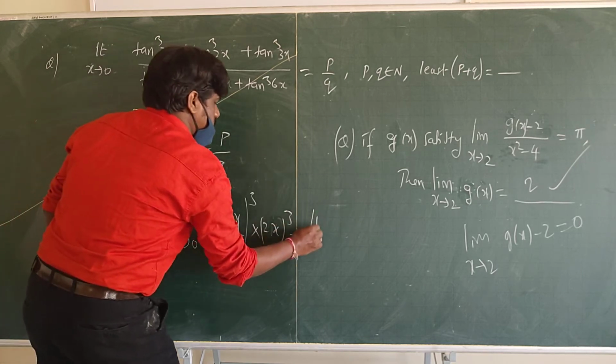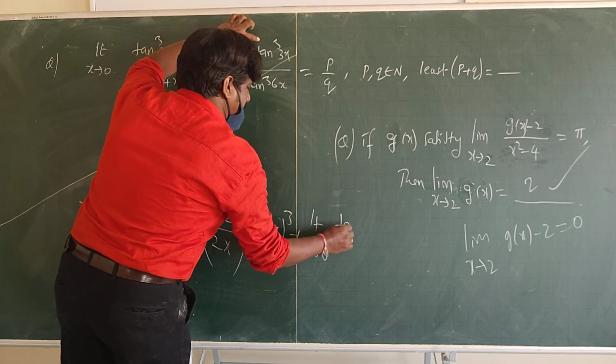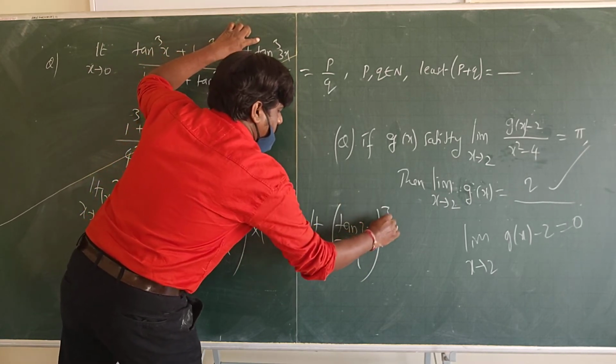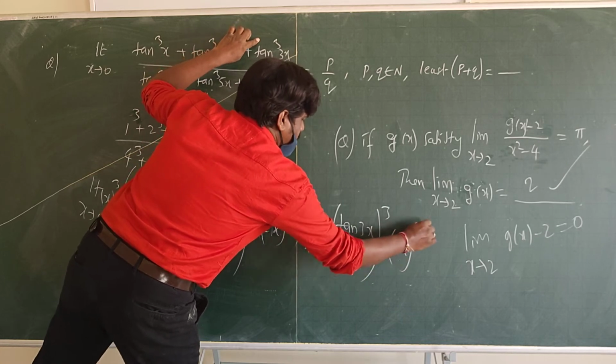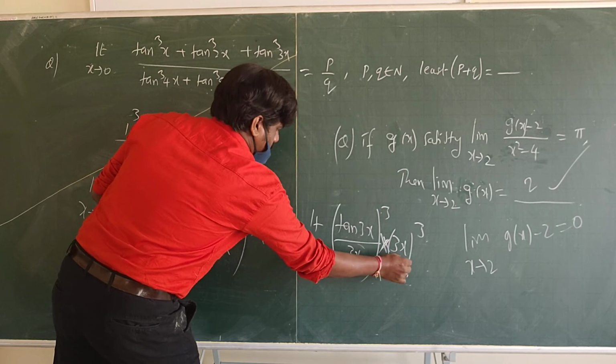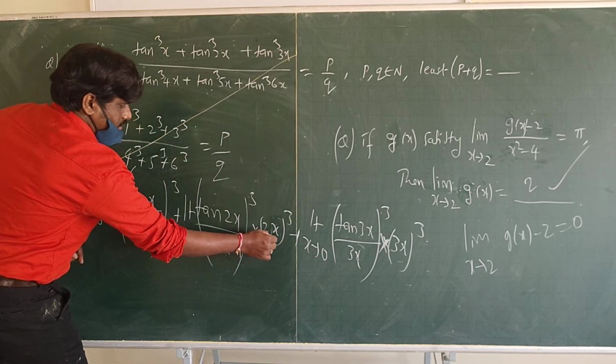And here limit x tends to 0. What can I write here? Limit x tends to 0, tan 3x divided by 3x whole cube into 3x whole cube I have to write. Because I am bringing 3x whole cube here, so I have to multiply here. If I am bringing 2x whole cube here, I have to multiply here.